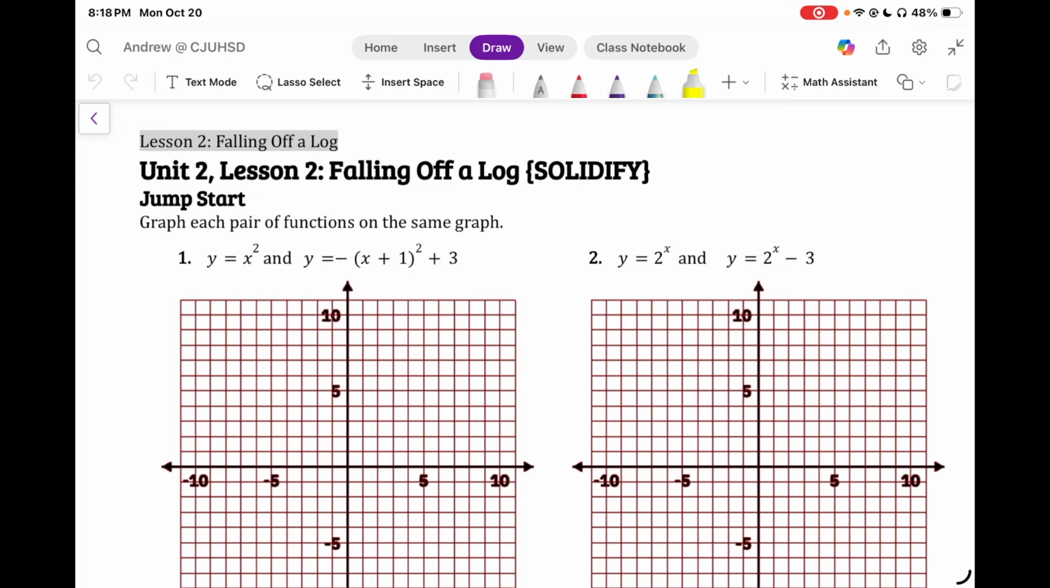Hello and welcome back. We're going to do lesson 2 of unit 2. We're going to fall off a log today. In our jumpstart is to remind us how we transform functions.